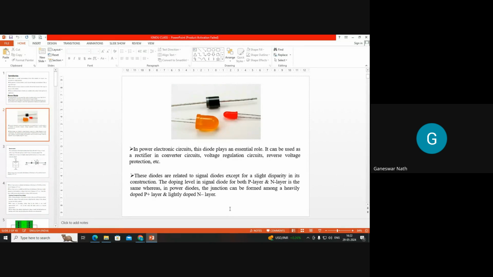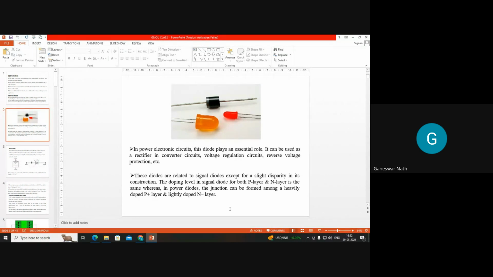You can see some of the components available in the market. These are called power diodes. I have put in some figures here. In power electronic circuits, this diode plays an essential role, and it can be used as a rectifier in converter circuits, and also in voltage regulation circuits and reverse voltage protection, etc.